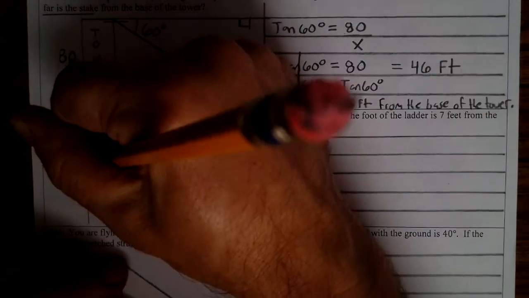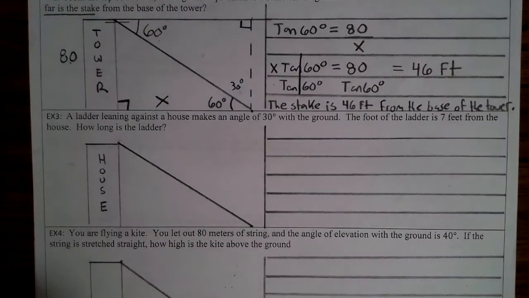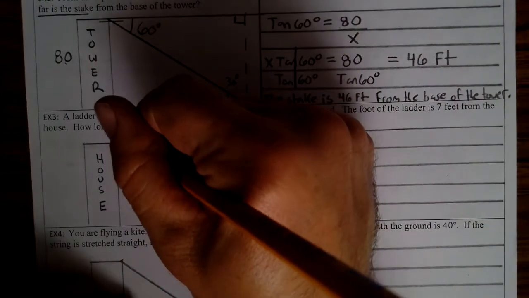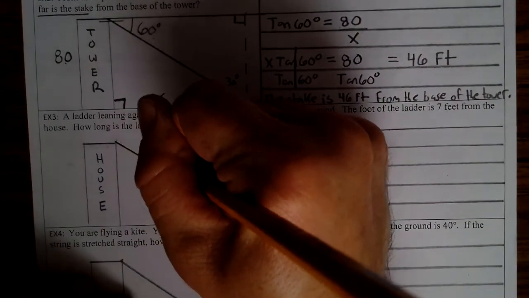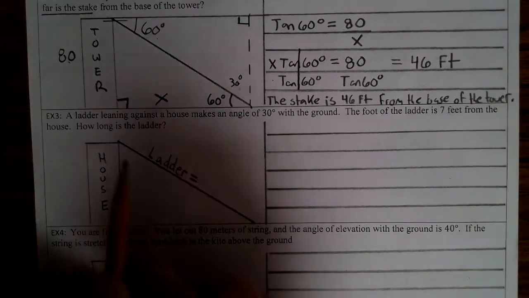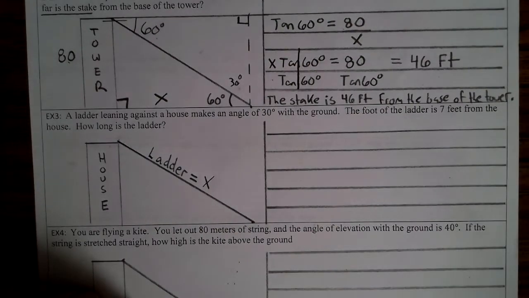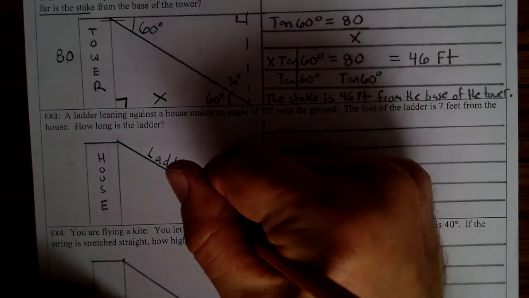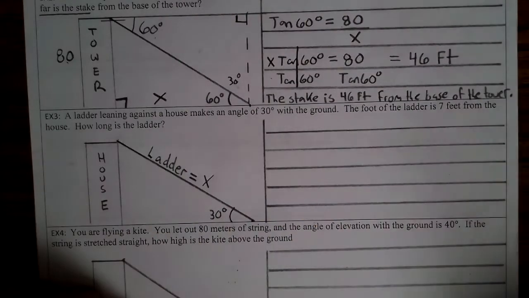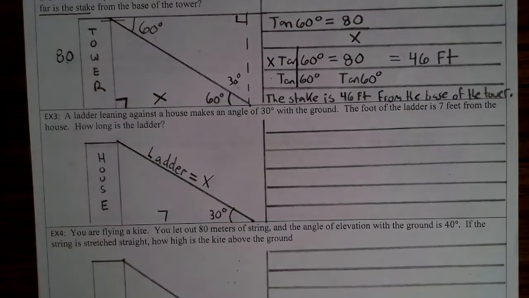Okay, so here's the house. Here's the ladder, which we're looking for how long it is, so that's x. The ladder makes an angle of 30 degrees with the ground. And we know the ladder is 7 feet from the house. Okay, so that's step 1.